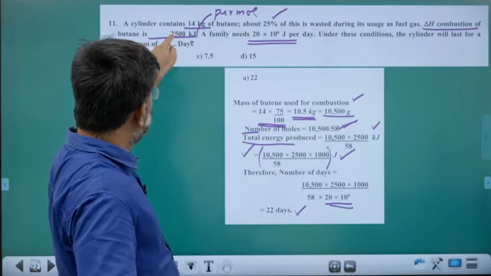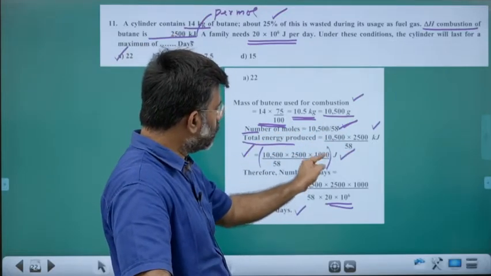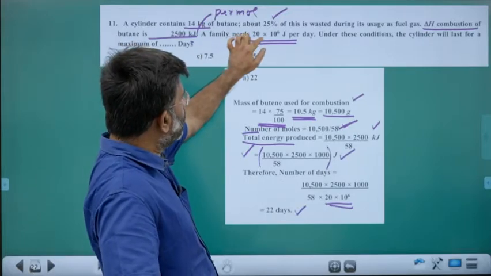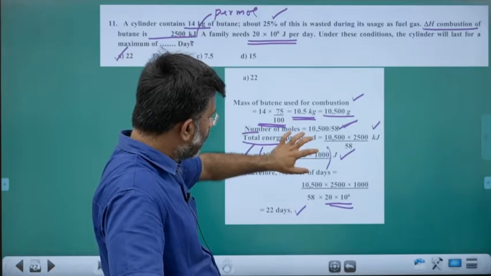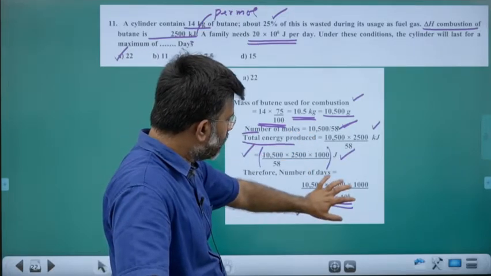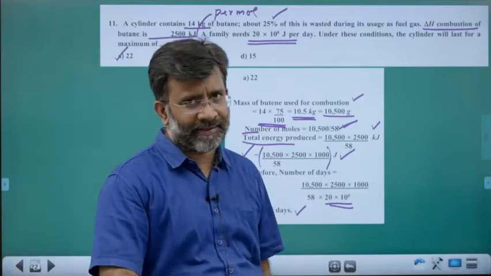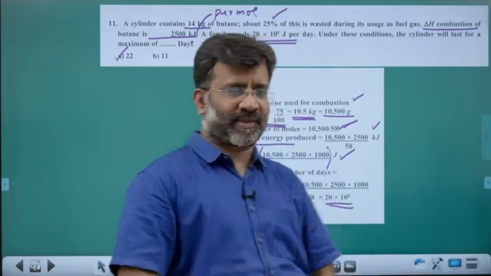And how much energy do you get? For 1 mole, this is the energy. For this many moles, this is the energy available. Multiplied by 1000, this many joules. Now, one day you need this many joules. Therefore, the number of days will be the total energy available divided by the energy required per day. That will give you the number of days. I think it is clear. Right. Next question.